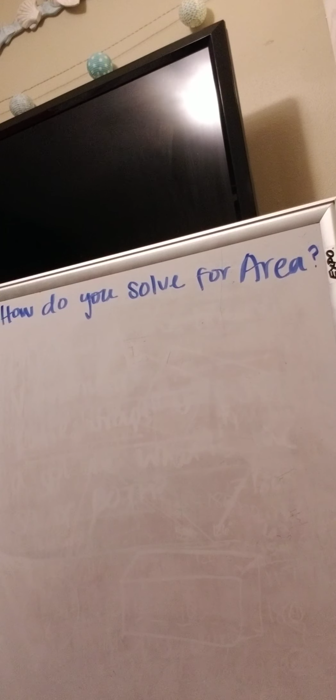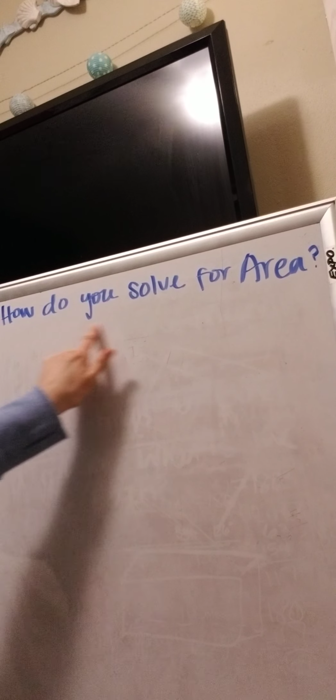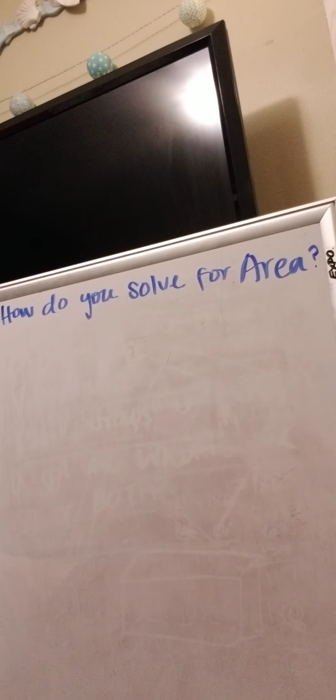Hey everyone, so today we're going to be talking about area, and our question for today is going to be how do you solve for area. We're going to be doing 2D shapes. So I'm going to put a couple formulas up here. The area of a triangle is 1/2 of the base times the height.